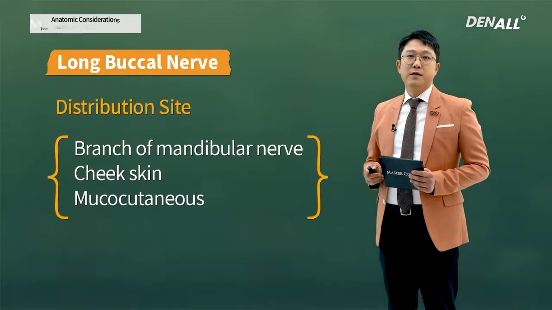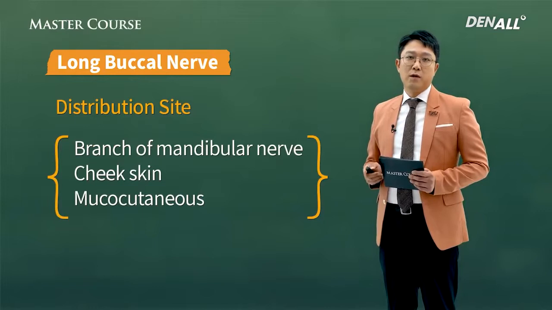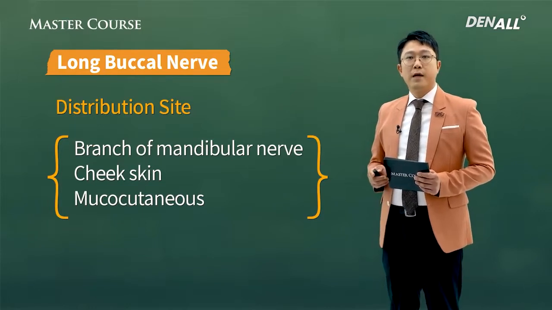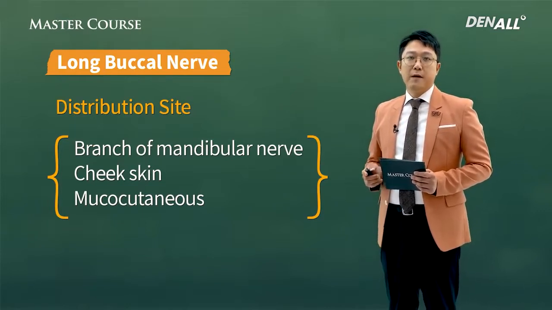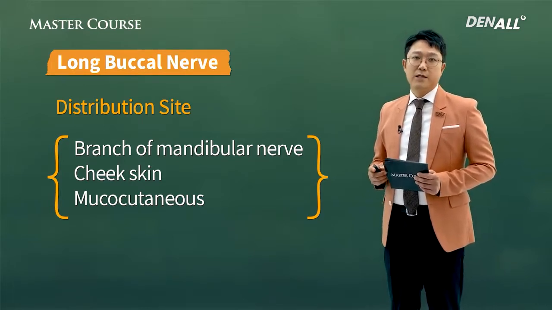The long buccal nerve is the buccal branch of the mandibular nerve, and it controls the sensation for the cheek, skin, and mucosa. To make a flap in the buccal mucosa, anesthesia is used for this nerve.